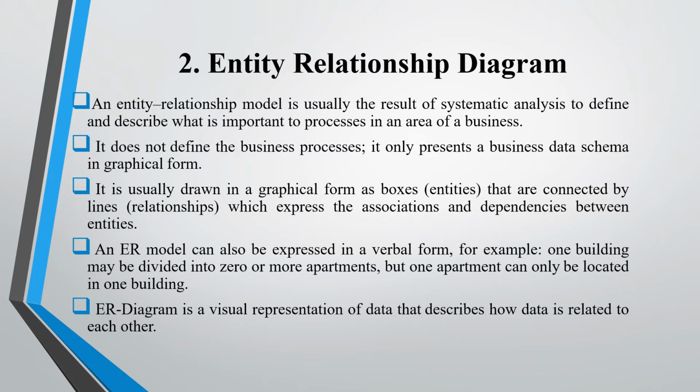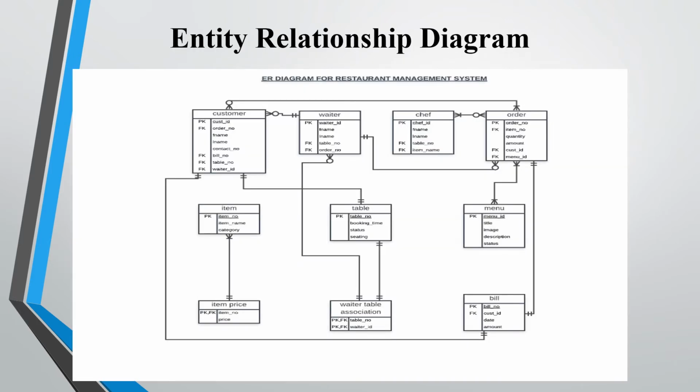For example, one building may be divided into zero or more apartments, but one apartment can be located in only one building. So basically, an ER diagram is a visual representation of data that describes how data is related to one another. So this is the basic entity relationship diagram for a restaurant management system.